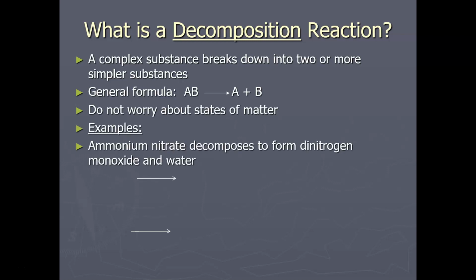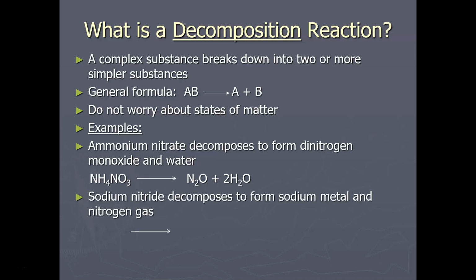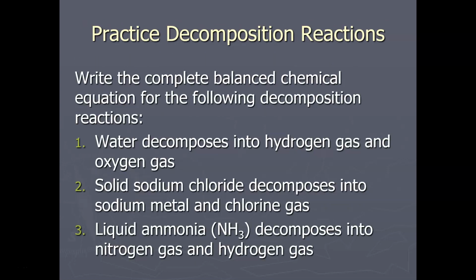So for some examples, you could be told that ammonium nitrate decomposes to form dinitrogen monoxide and water, which you would write out as NH4NO3 arrow N2O plus 2H2O. Or you could be told that sodium azide decomposes to form sodium metal and nitrogen gas, where you would write 2NaN3 producing 2Na plus 3N2. Got it? All right, I want you to try this one on your own.